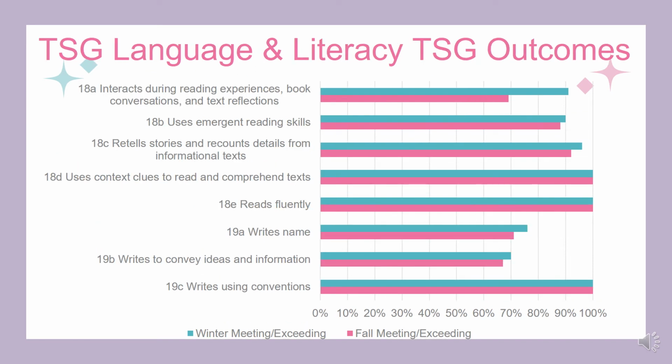And here's our second set of literacy outcomes for TSG. You can see here we've got another 3 objectives that are consistently at 100%, as they should be: 18D, 18E, and 19C. When we look at those things really closely, our children aren't going to be able to do those things. So, writes using conventions. Children aren't going to be writing using conventions. They're not going to be using proper spacing and periods and commas and those things.